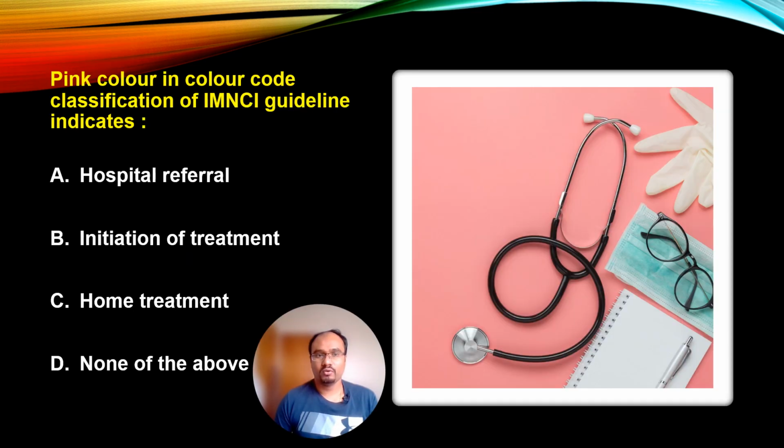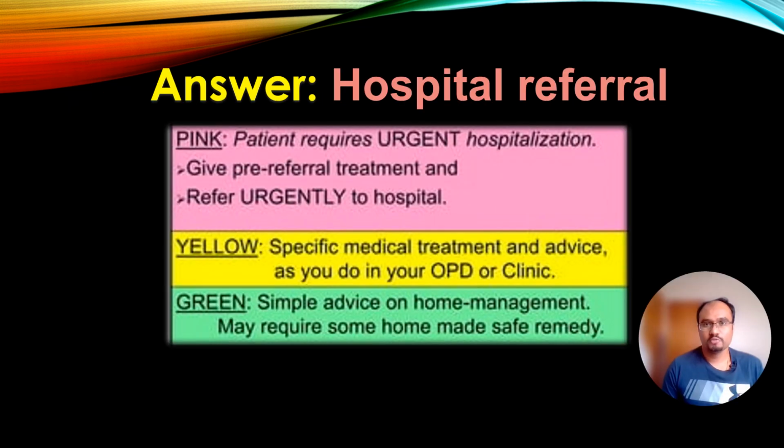Pink color in color code classification of IMNCI guideline indicates, and the options are hospital referral, initiation of treatment, home treatment, none of the above. And the correct answer is hospital referral. In pink color code, the patient requires urgent hospitalization, give pre-referral treatment, and refer urgently to the hospital. In yellow color code, the specific medical treatment and advice is given as you do in our OPD or clinic. In green color code, simple advice on home management, like some homemade safe remedy, may be required.